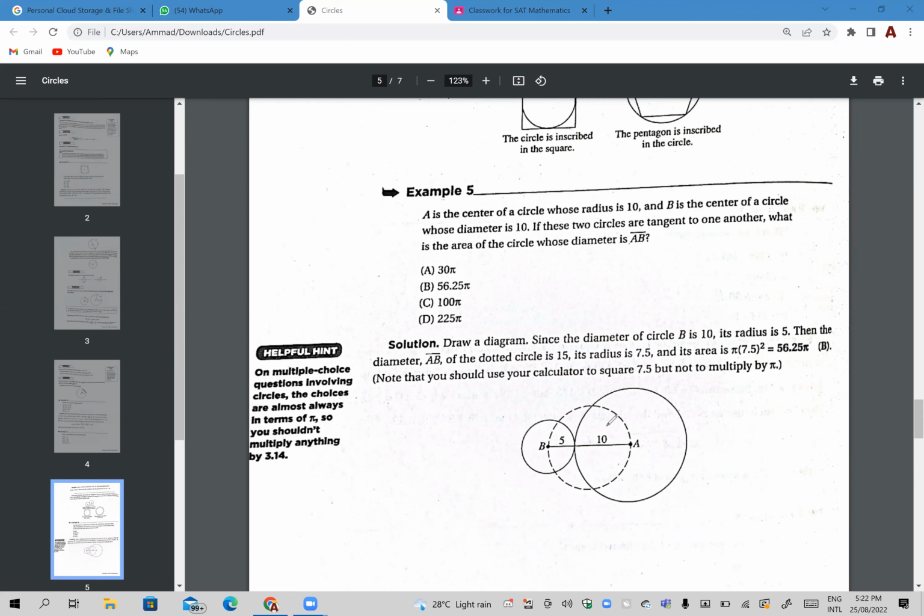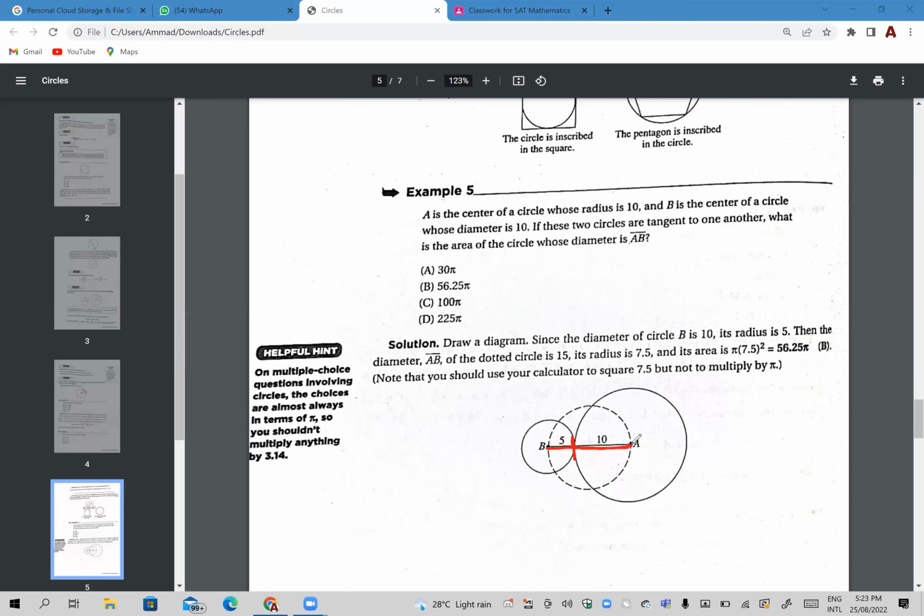अब इसको visualize करना हमने. Circle A, center, radius, यहाँ तक is 10. And for circle B, the diameter is 10, इसका मतलब है radius उसका 5 होगा. And both the circles are tangent, yani both circles are touching each other at just one point, and this is that point. This is where the circles are touching each other. What is the area of the circle whose diameter is AB?